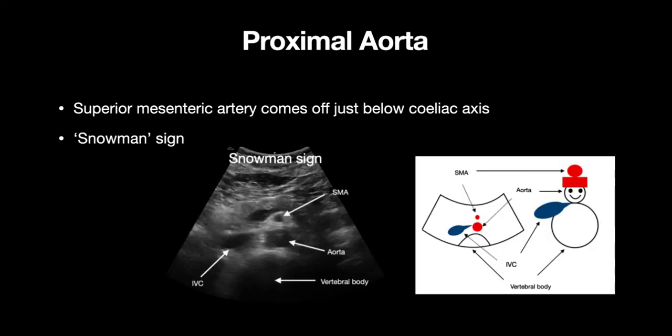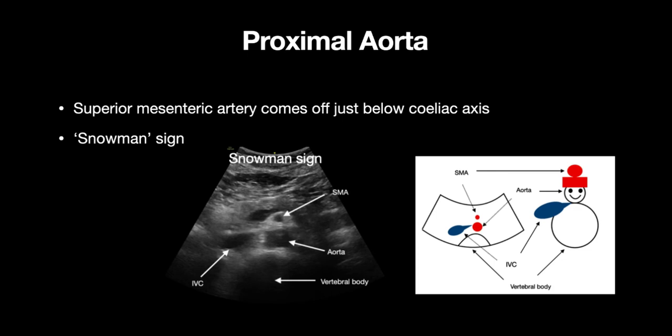Just below the celiac axis, the superior mesenteric artery comes off. This comes off anteriorly and then rapidly turns 90 degrees and runs parallel to the aorta. So you can see in the ultrasound image here that the SMA, the superior mesenteric artery, is seen as a small circular object that sits just above the aorta. Now, you can see that the vertebral body, aorta, the SMA and the IVC all have a relationship to each other in that they form what is referred to as the snowman sign.